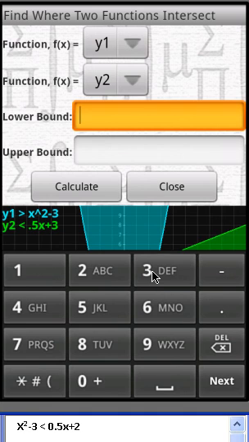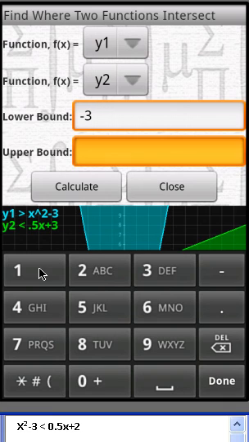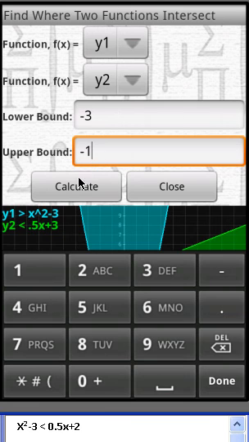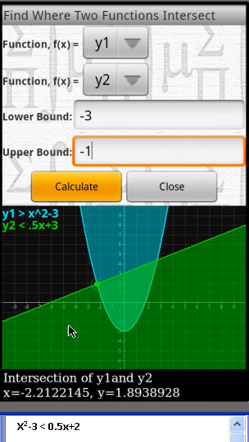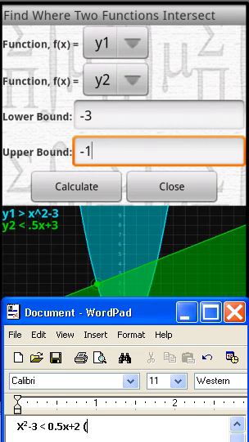So let me enter those bounds: minus 3 is my left or lower bound, and then for my upper bound I'm going to enter the minus 1. Then I just touch Calculate, and it will tell me the exact intersection. Here it is. I can see that this intersection point is negative 2.2122, so let me type that in here as the left edge. I have negative 2.2122. Okay, there's my left edge.